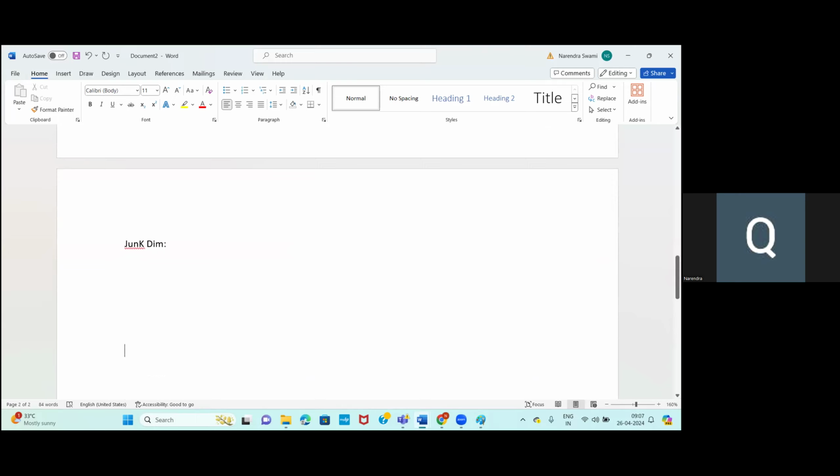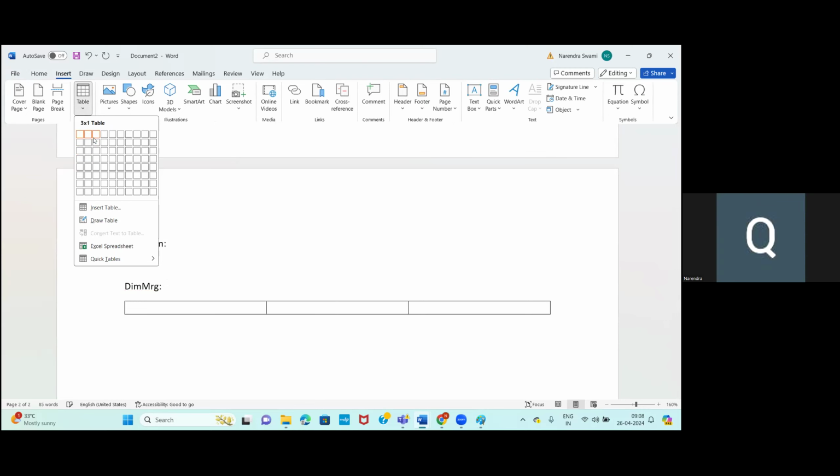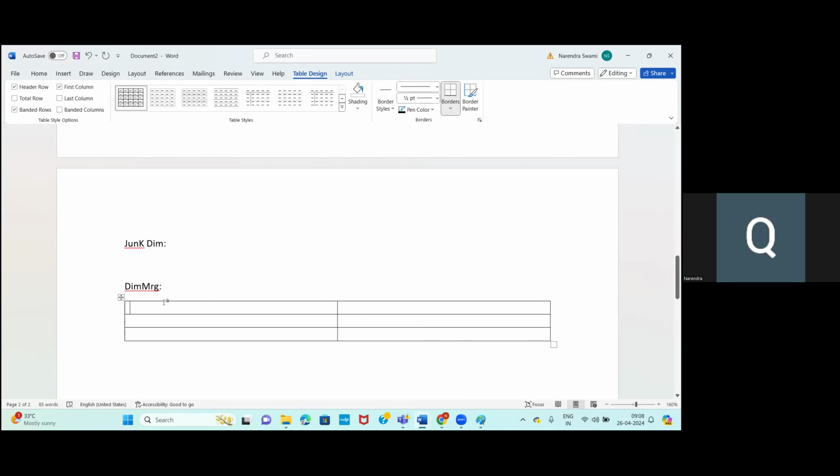I will take an example. Suppose a marriage dimension, dim marriage. Sir, sorry, could you tell the definition once? I will explain everything with examples first; after the examples I will give you the definition. So dim marriage is the table where we have two columns: marriage key and marriage description.